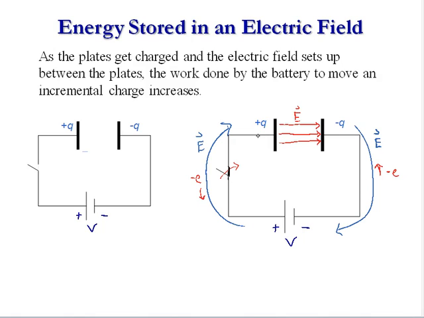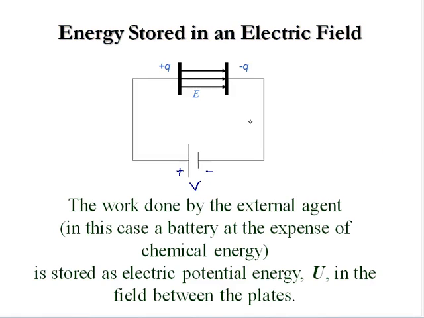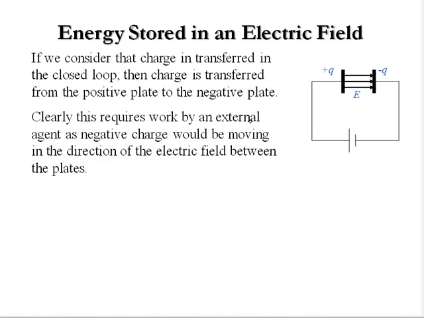So more work has to be done by the battery to move each successive incremental charge. The easiest work is done initially, and at the end the work gets much more difficult, so to speak. So the work done by that external agent, in this case the battery, at the expense of chemical energy, is stored then as electric potential energy between the plates of the capacitor.